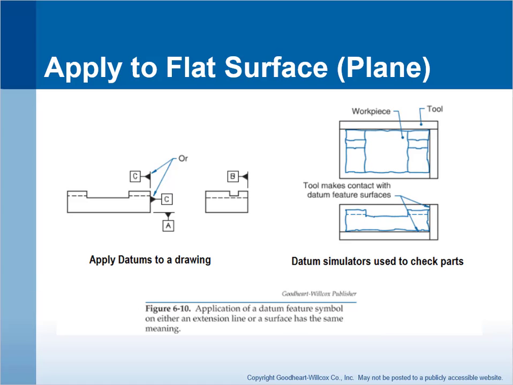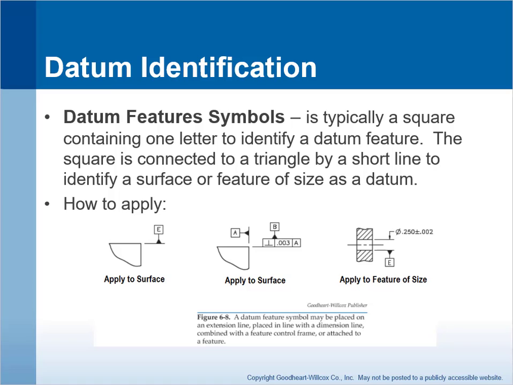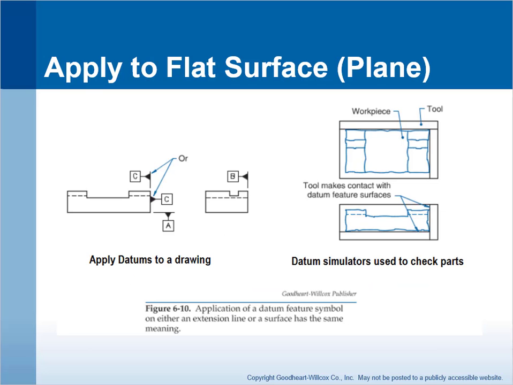So that's how we apply several things we talked about in this slide. We talked about applying datums to surfaces, datum identifications to surfaces, and then we talked a little bit about simulators and how they are used in tooling to make contact with the datum surfaces to simulate the datum surfaces. Now that could be for checking, or that could be for machining. Again, it's kind of like a tool design thing.